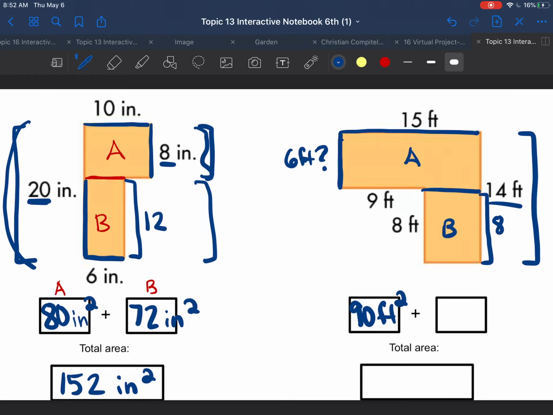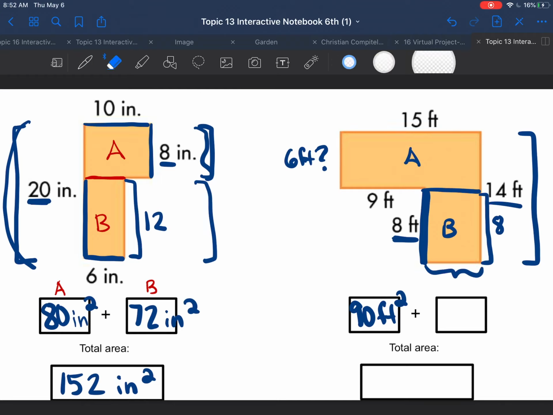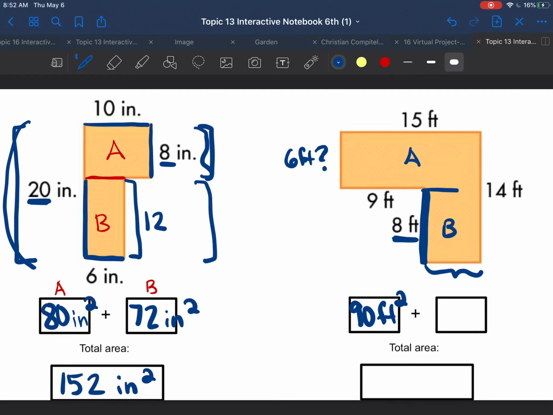Now B, the same thing. We know this dimension of 8, but we don't know what this is. But again, if you look at what we are given, so I'm just going to erase some things real quick. If you look at what we are given, this whole entire thing is 15, and this section is 9. So what can we do with 15 and 9 to figure out what this missing section is? Again, we can do some subtraction. So 15 minus 9 is 6.